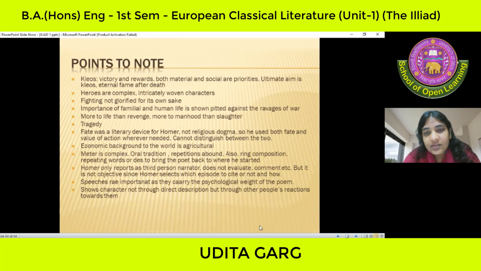So when people realize that they're friends, they do not hurt each other. So fighting is not glorified for its own sake. As we said, war or fight is not glorified for its own sake, right? It is not just the display of masculine strength or valor that you see in fighting, right? It is glorified for the reason that the fight is done for. Then the importance of familial and human life is shown pitted against the ravages of war, right?